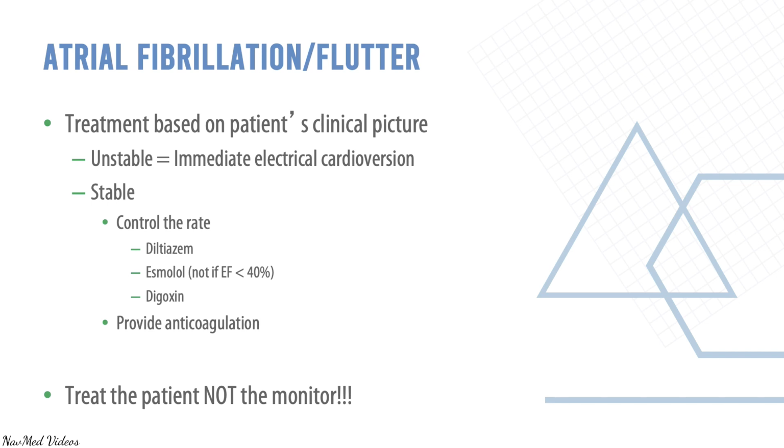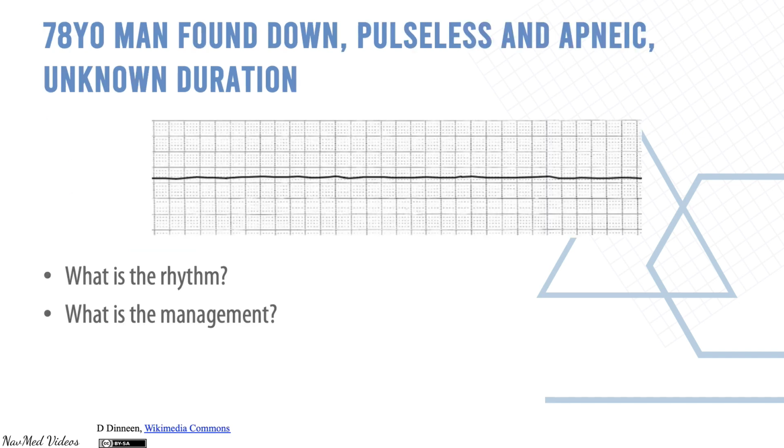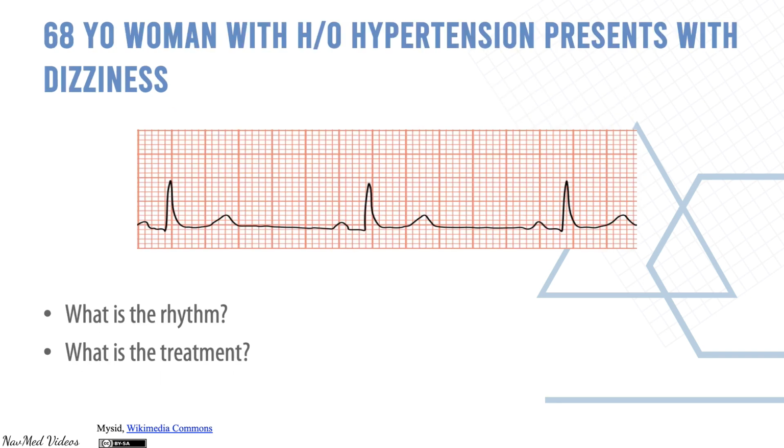All right. You enjoying this? I'm sure you are. 78-year-old man found down, pulseless, and apneic, unknown duration. So rhythm and the management. Well, you may laugh at it because there's hardly any rhythm, and I think anyone can guess that this is asystole. Okay, so 68-year-old woman with hypertension presents with dizziness.